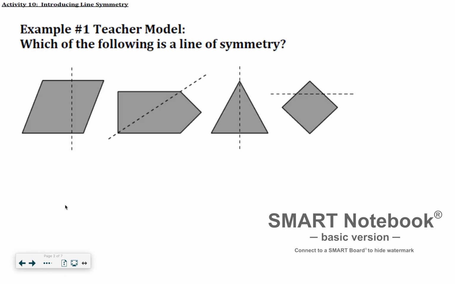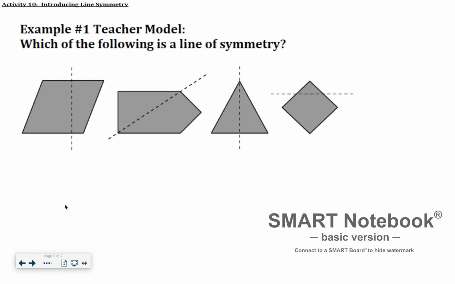Teacher Model 1. Which of the following is a line of symmetry? A line of symmetry is a line that goes across a figure, and if we were to fold along the dotted line in the figure, we would have the exact same thing on either side of the fold. Essentially, a line of symmetry cuts a figure perfectly in half.